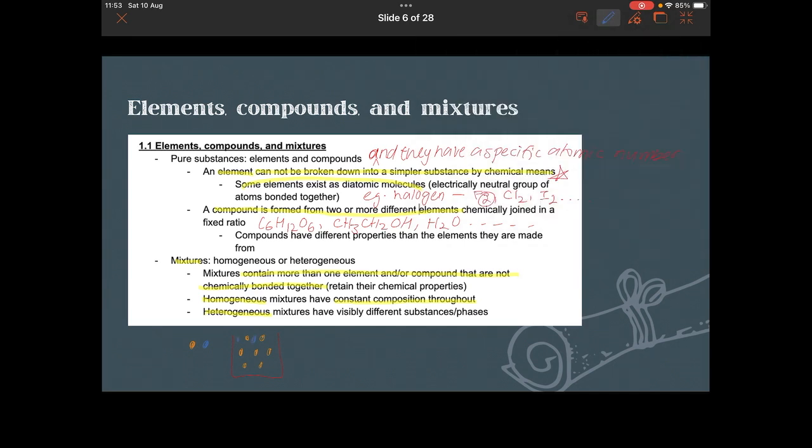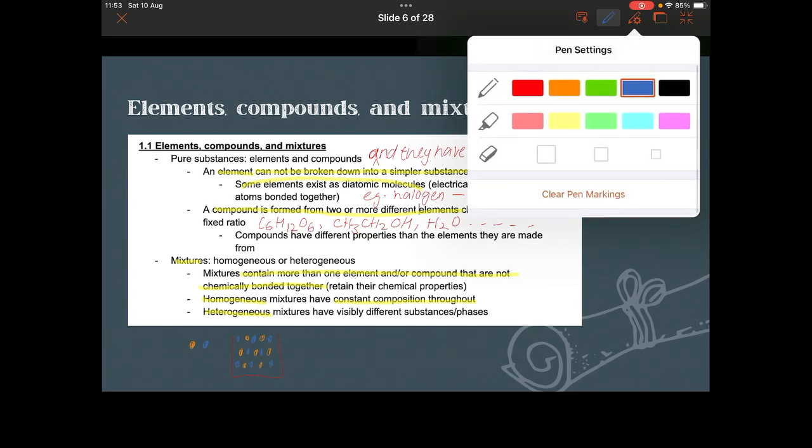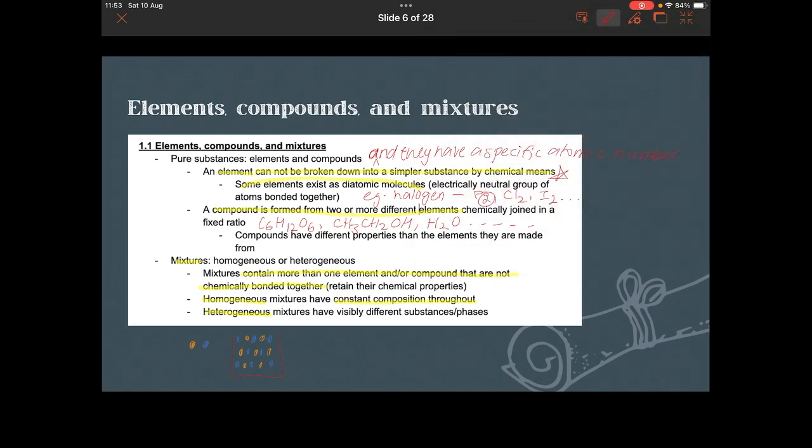Basically, it means that the components of the mixture are evenly distributed throughout the mixture. There's a constant composition throughout the mixture. So essentially, if I took this part of the mixture and that part of the mixture, you would notice that they're essentially the same.